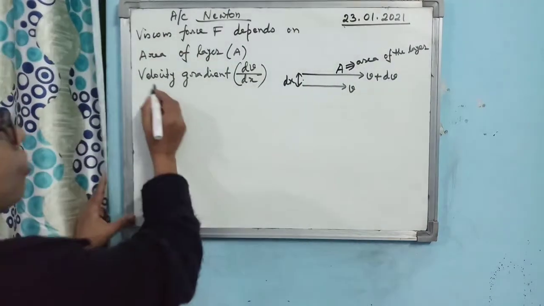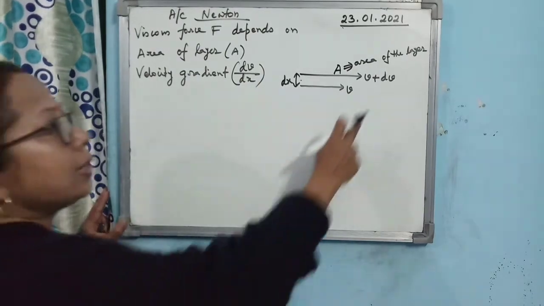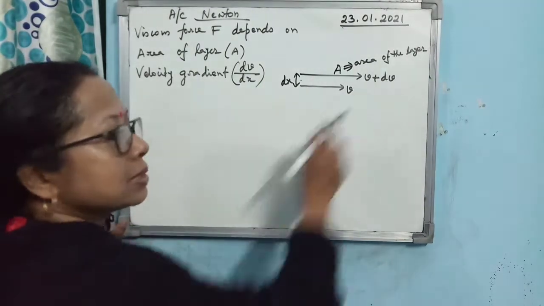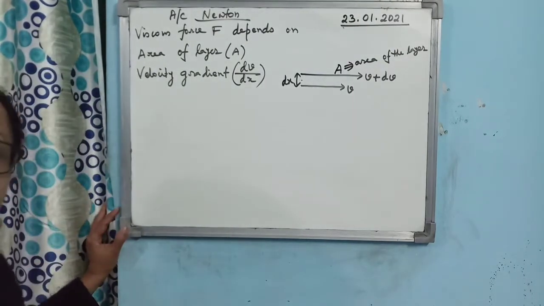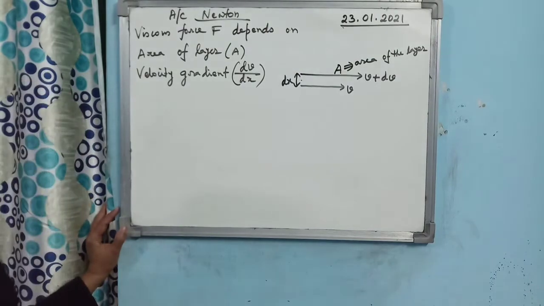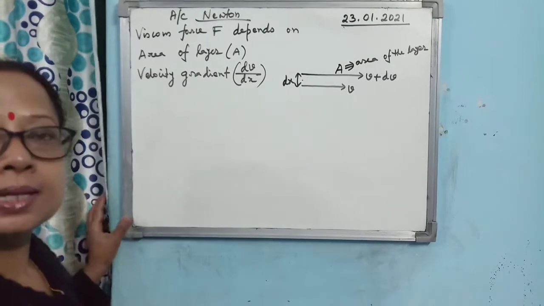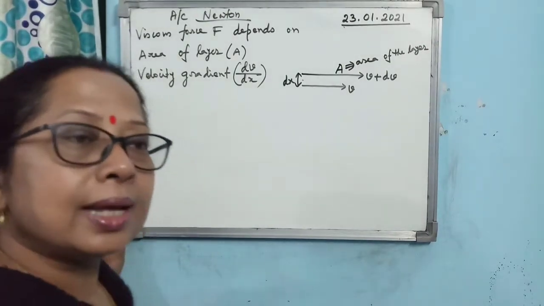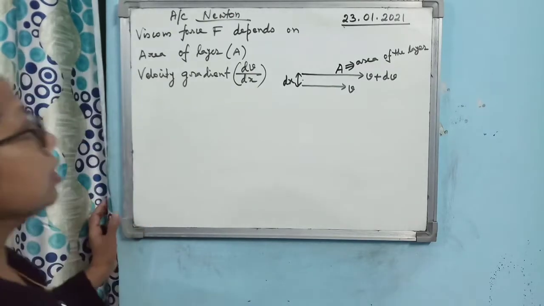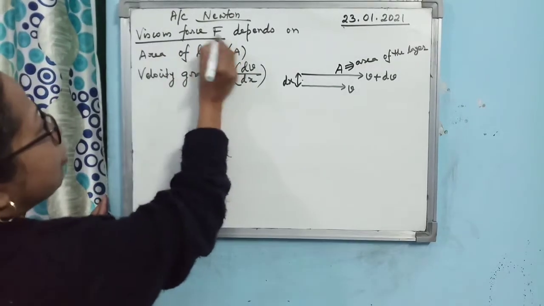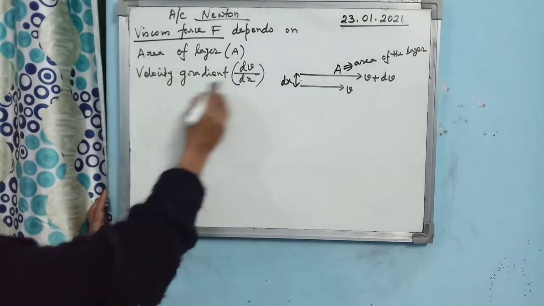So here you see the velocity gradient, which we can write as dv/dx. Why have I written dv/dx? Because they represent a very small change, and in calculus when it is an infinitesimally small change in any quantity, we represent it by dv. Generally we represent any change by delta V, but when the change is very small, then we represent it by dV. So in this case, remember that viscous force according to Newton depends on the area of the layer and the velocity gradient.